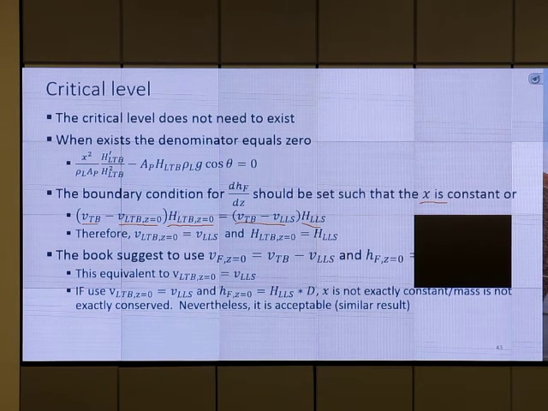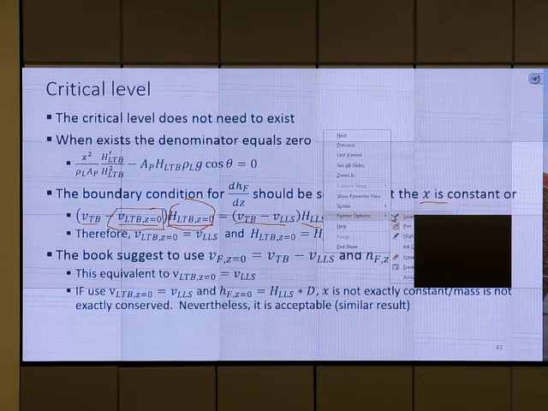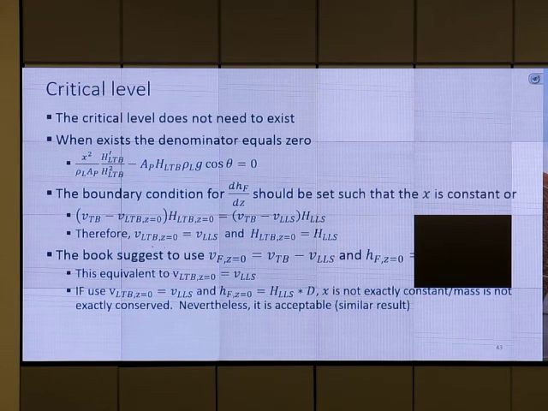So this value of H and value of V have to be consistent. If we select the value of V at equilibrium height, this H has to be H at equilibrium height. If we select it to be at the back of the slug, or z equal to 0, this V has to be V at z equal to 0. By doing it this way, we have mass conserved. So we say the initial condition for VLTB at z equal to 0 will be VLLS.